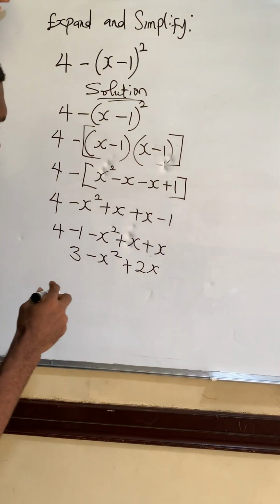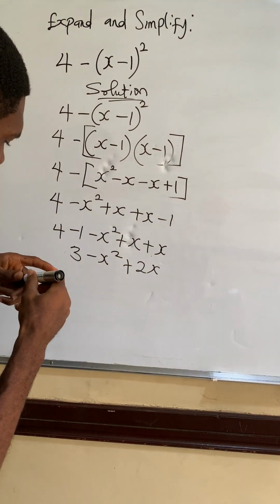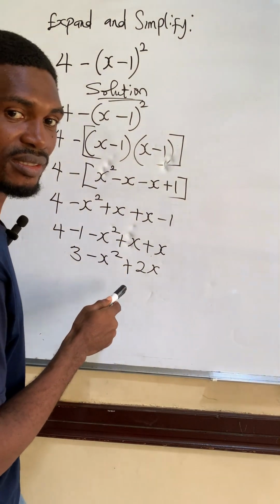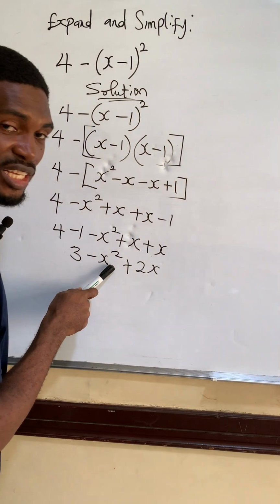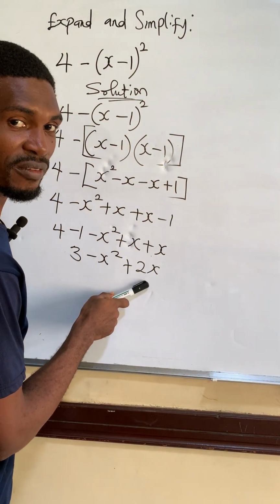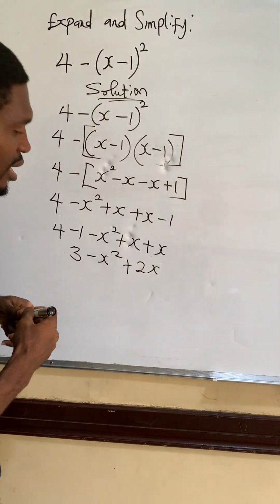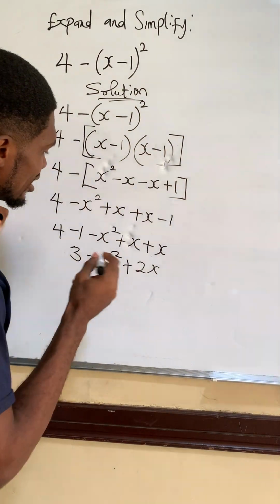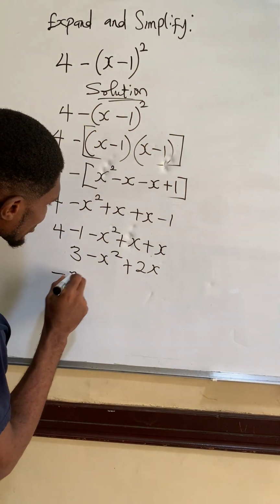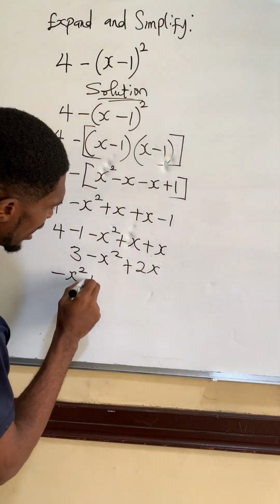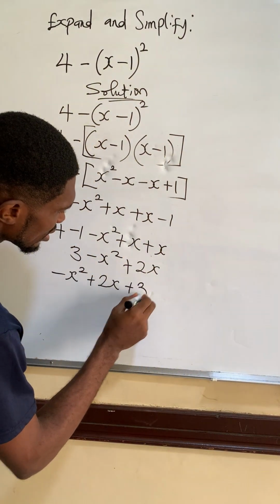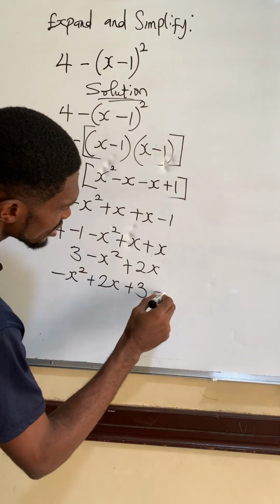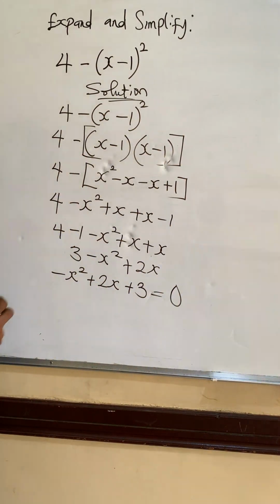So this is not written properly. So the hierarchy is that the one with the exponent will come first, and this will follow, and then this, which is a constant, will come last. So we have minus x squared plus 2x, then plus 3. So we say is equal to 0.